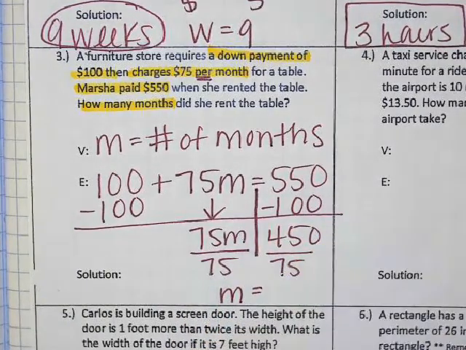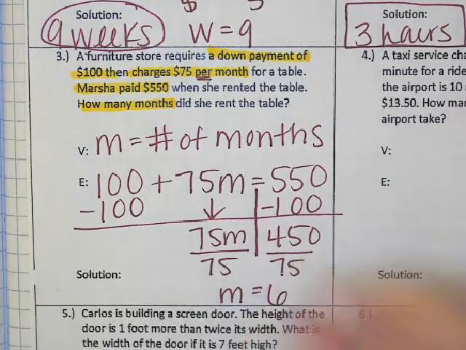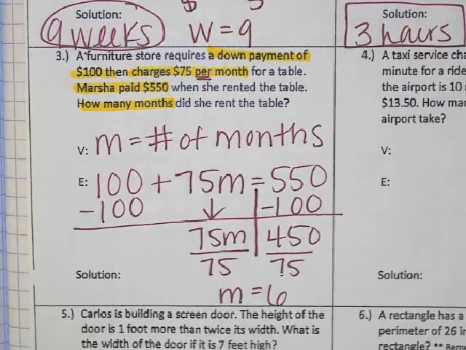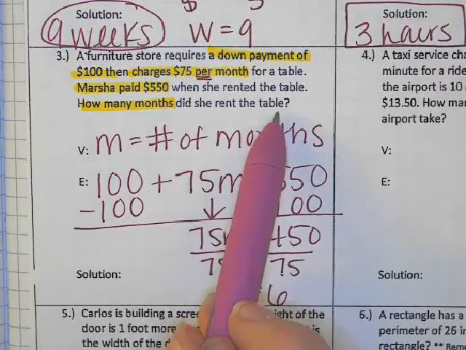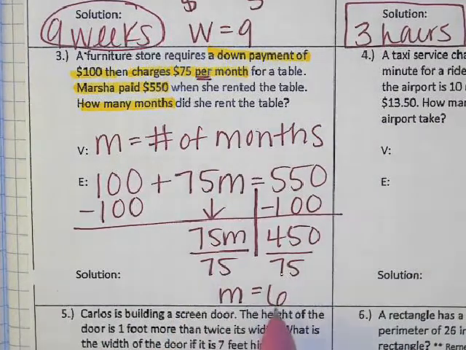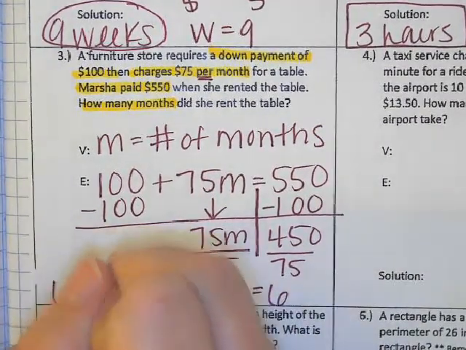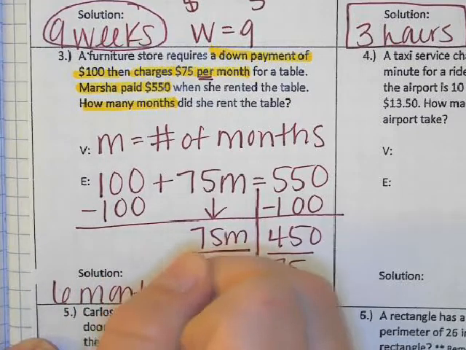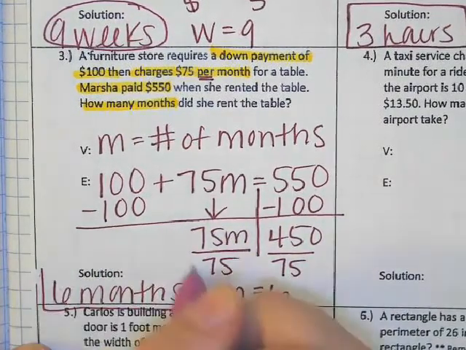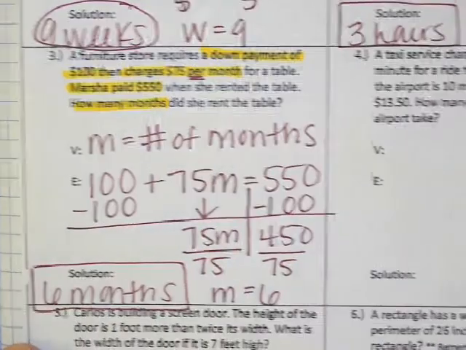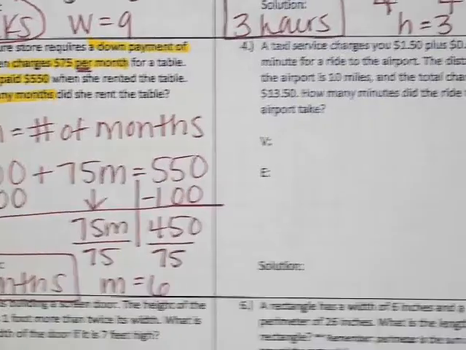75 goes into 450 6 times. Looking at this, the question is, how many months did she rent the table? Well, if M equals 6, my answer is 6 months. Here we go. On to number 4.